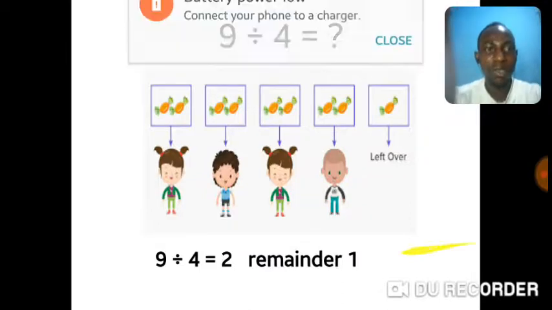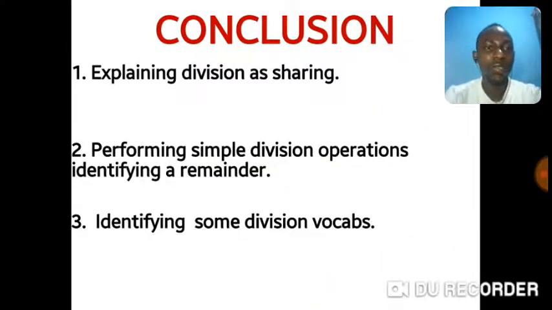Very good. Now we come to the conclusion of our lesson. At the end of our lesson, you were able to explain division as sharing. You performed simple division operations, identifying a remainder. You identify some division vocabs as well.